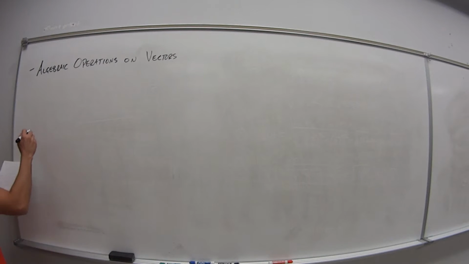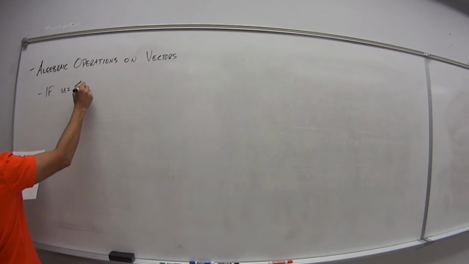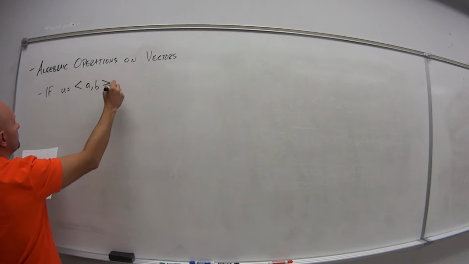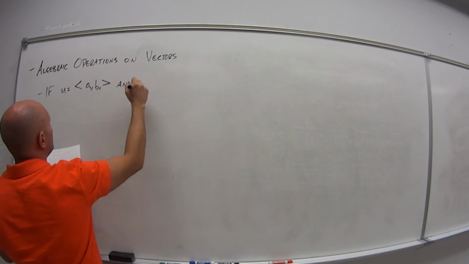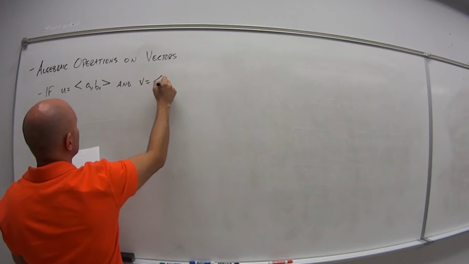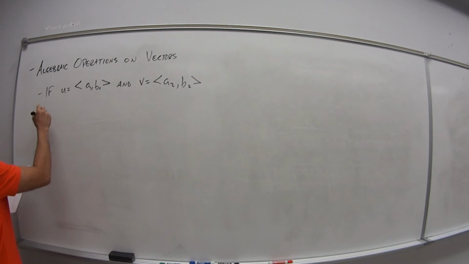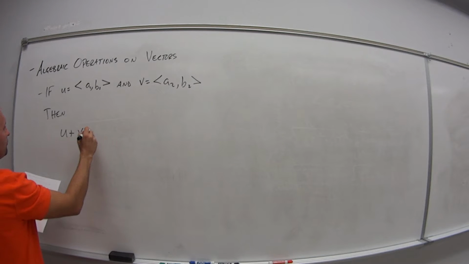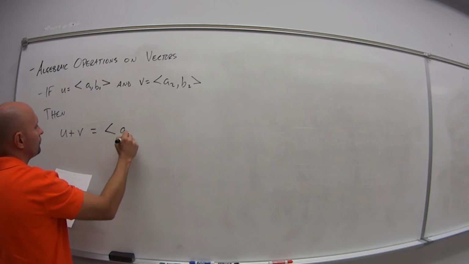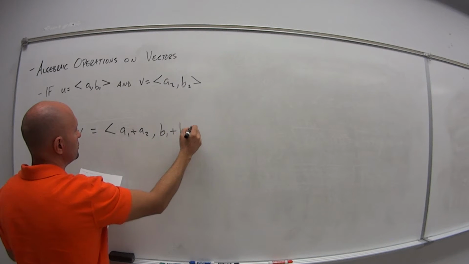So the first we have is as follows. If U is some vector (A, B) and V is (A2, B2), then we get the following. U plus V, so if we just add these two vectors, this is just A1 plus A2, B1 plus B2.